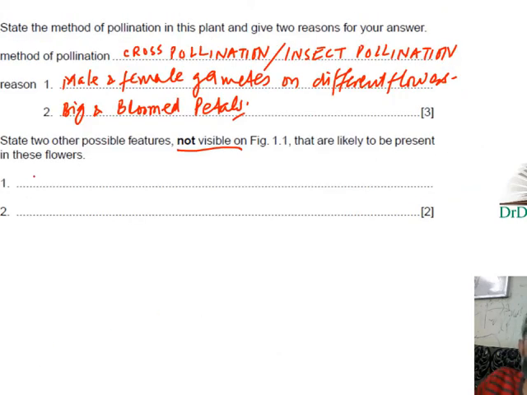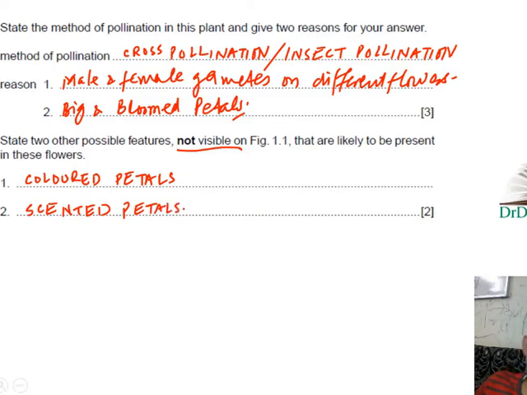So these are the three features which should be present in insect pollinating flowers. So I will write here the answers: the colored petals and scented petals. Okay, so this should be the answer for this question.